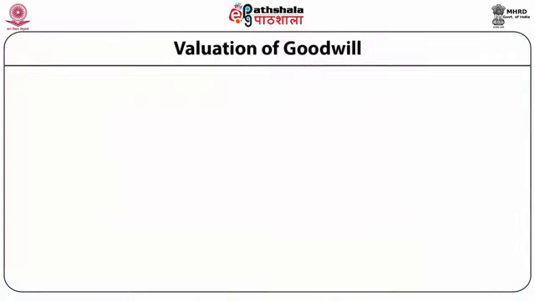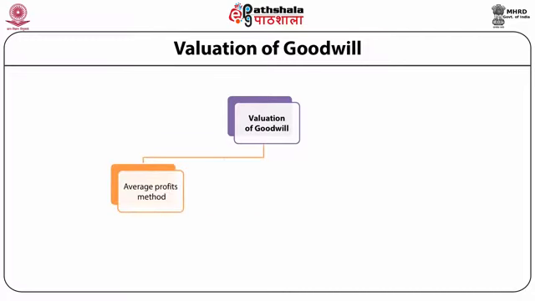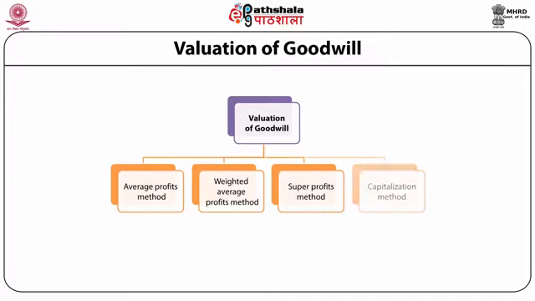Methods used for valuation of goodwill. There are various methods which are used for valuation of goodwill. Some of the methods which are more used are the average profit method, weighted average profit method, super profit method, and capitalization method. The various methods used for valuation of goodwill are shown in this figure.